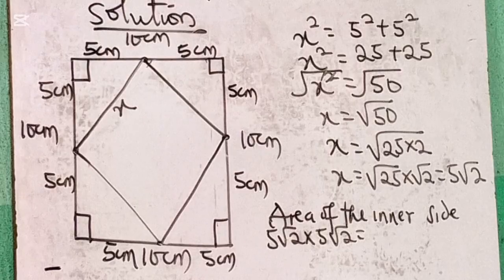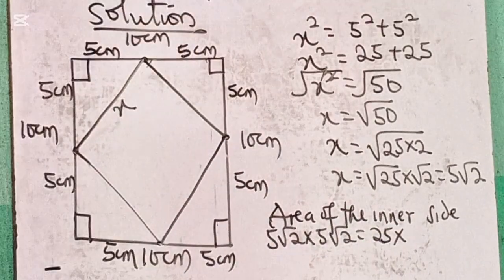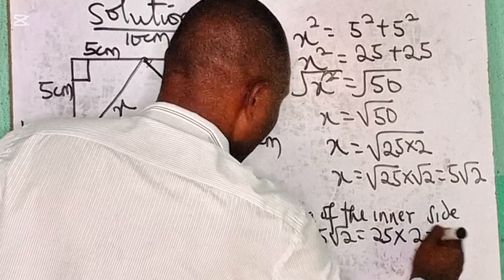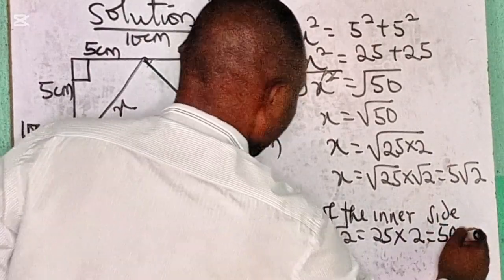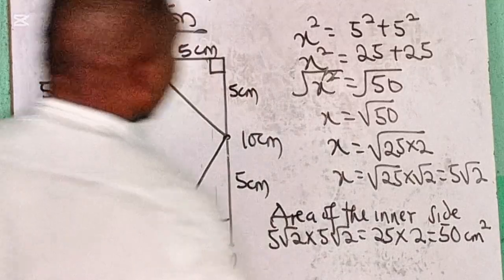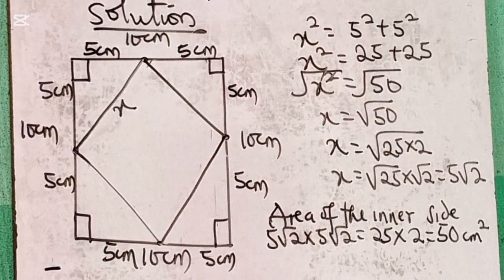So that gives us, what is 5 times 5? That is 25. And then what is root 2 times root 2? That gives us 2. So 25 times 2 gives us 50. Am I communicating? So 50 centimeter squared. So the area of the inner square is 50 centimeter squared. Thank you.